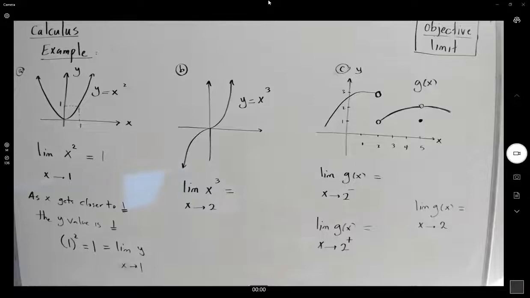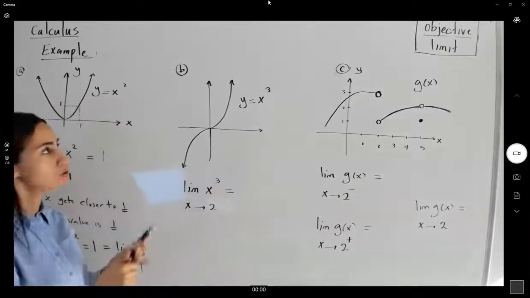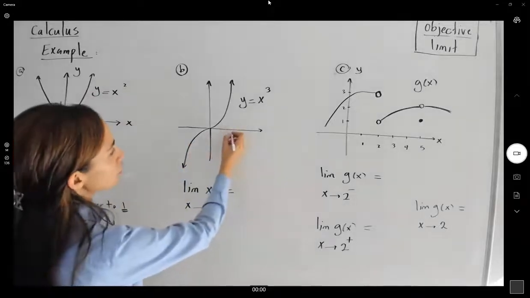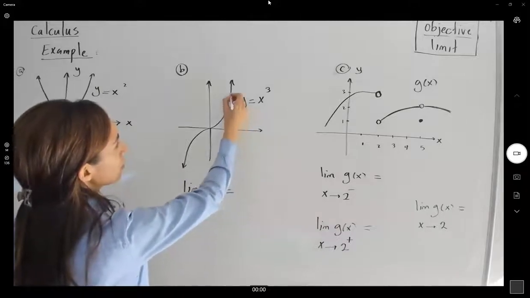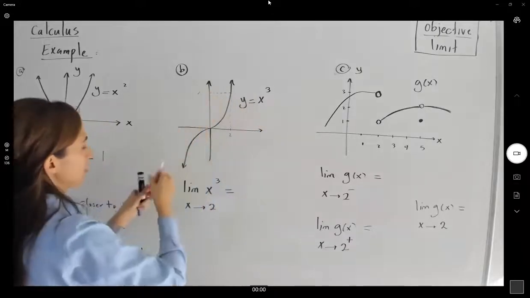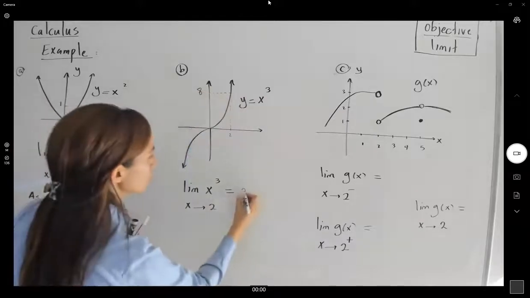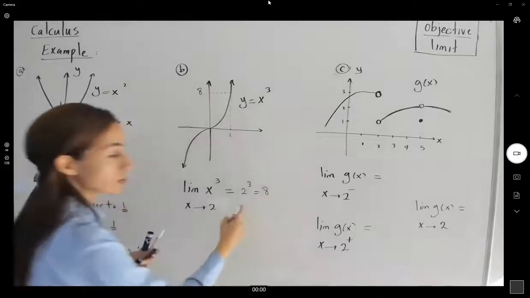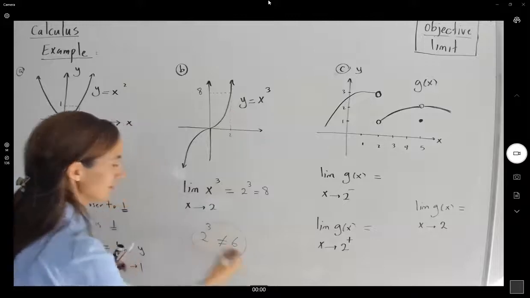Very well. So for this function, x to the third, as x approaches 2. Well, okay, as x on the horizontal axis approaches 2, what is my y value? My y value is going to be 2 to the third, or 8. This is my limit. 2 to the third, 2 times 2 times 2, which is 8. Guys, 2 to the third is not 6.